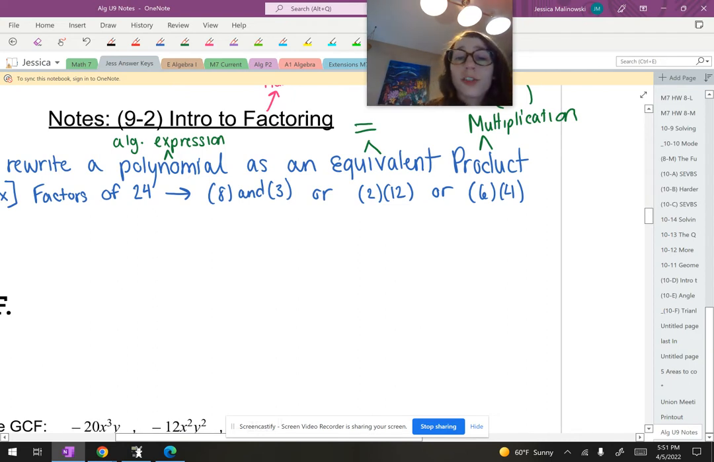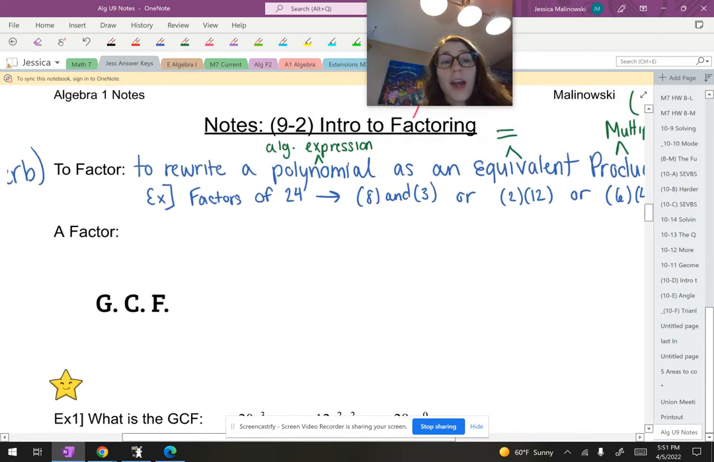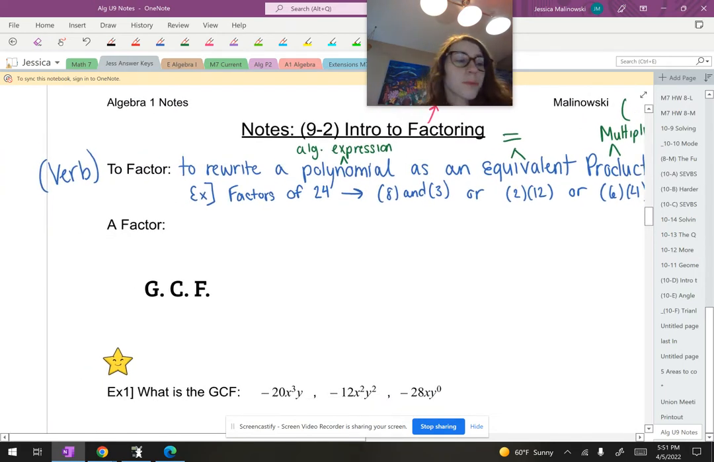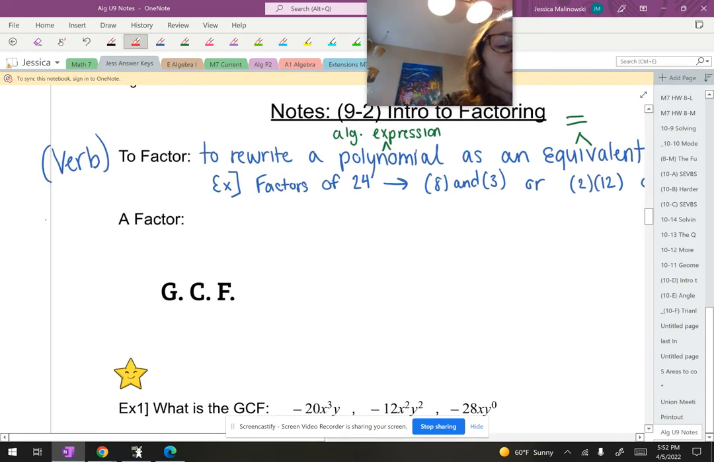8 times 3 is 24. 12 times 2 is 24. 6 times 4 is 24. All of those things are the same, just different ways to write it. That's what factoring is. Factoring is just rewriting something using multiplication. Not to confuse with to factor, your verb, with a factor, which is a thing, your noun.